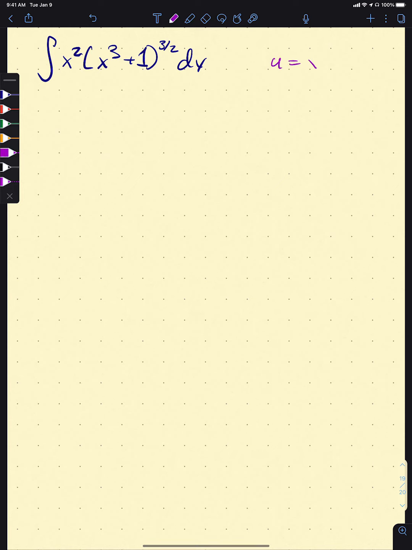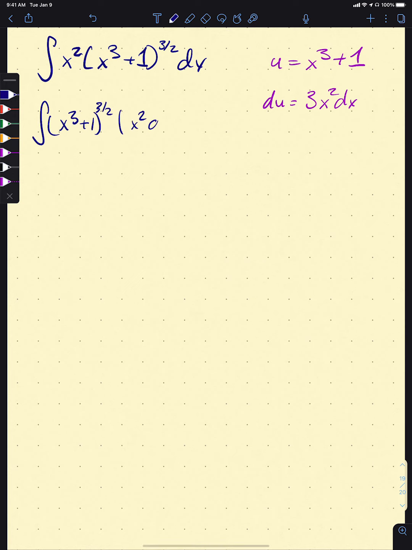So if we let u equal x cubed plus 1, what does that mean? Well, that means that du, taking our derivative, is going to be 3x squared dx. And the natural thing that we want to do here is group our things by stuff that looks like u and stuff that looks like du, x squared dx. But notice there's an extra factor of 3 here.